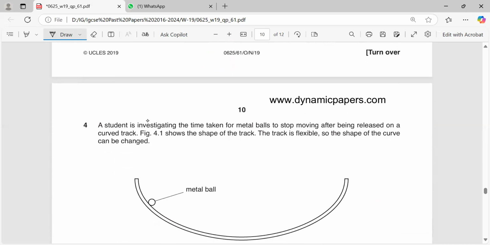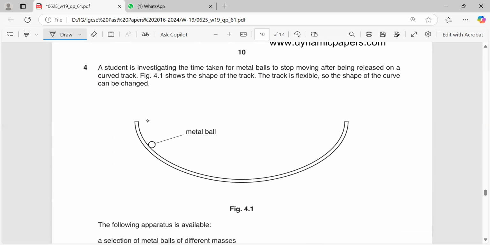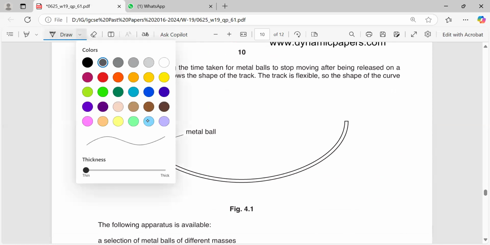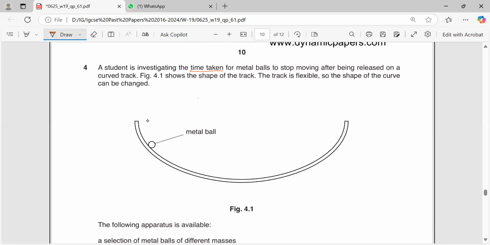Now, a student is investigating the time taken for a metal ball to stop moving after being released on a curved track. So it will keep on oscillating, and every time the oscillation will keep on decreasing, and ultimately it will come to rest like this. So figure 4.1 shows the shape of the track. The track is flexible, so the shape of the curve can be changed.